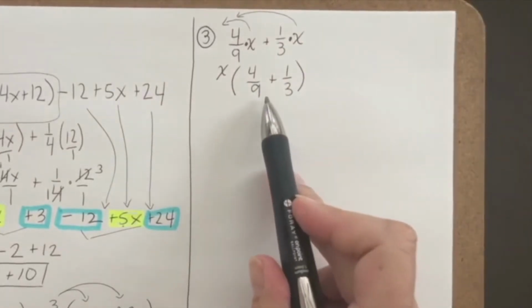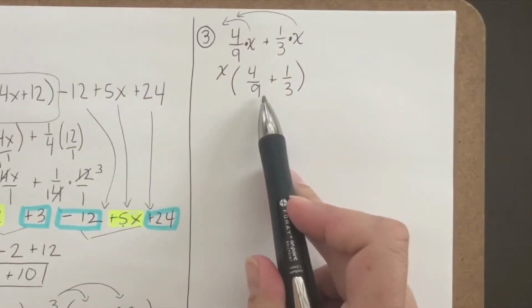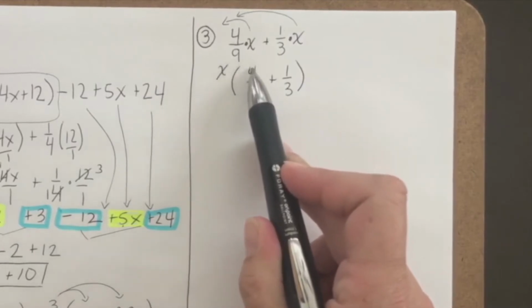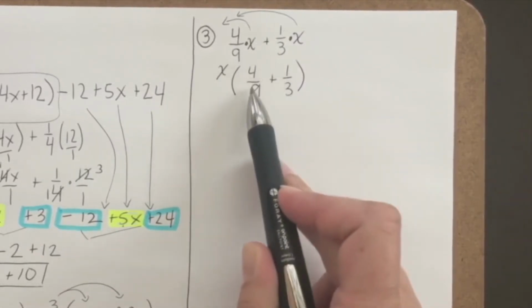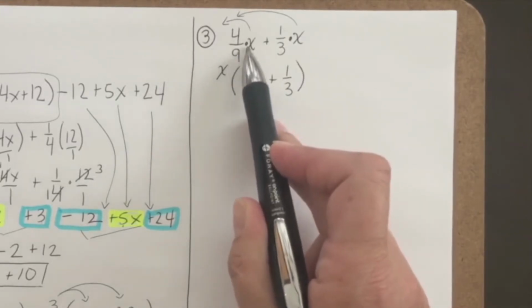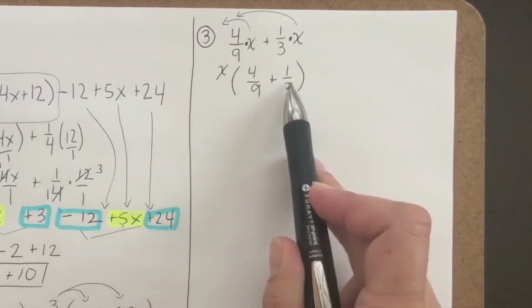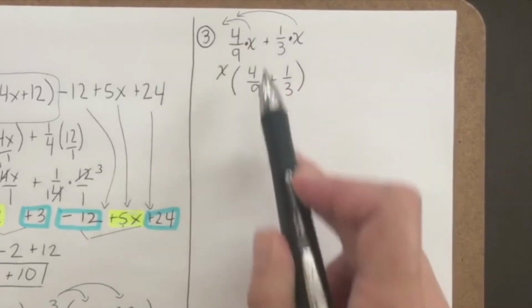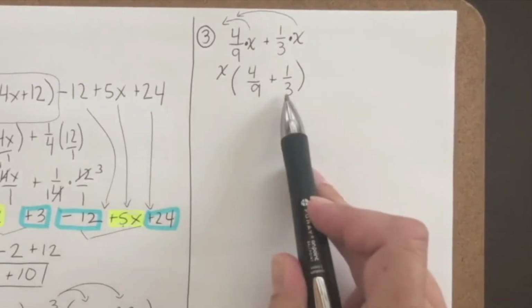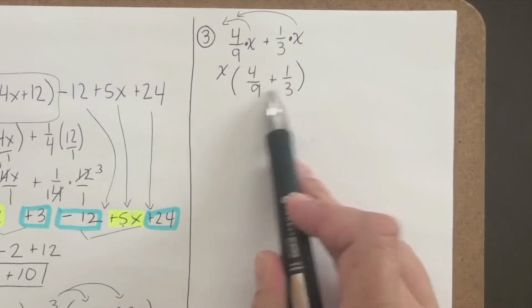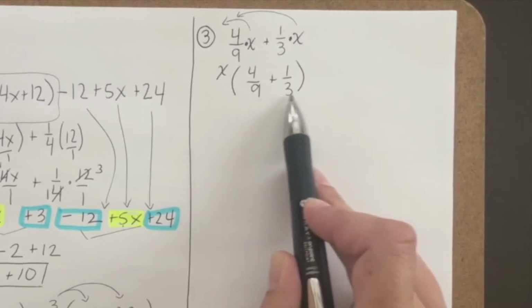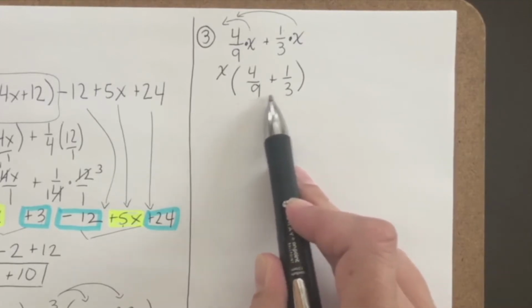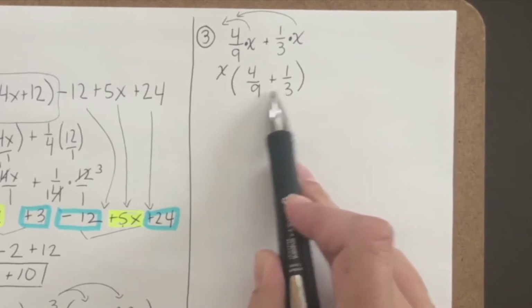Are you okay with that? Does that seem weird? If we did an x times this and an x times this and we distributed, then we would have what we have up here, 4/9 x plus 1/3 x. So we just reverse distributed. So now we can just deal with these fractions and add them together. What do we do to add fractions? It has to do with the denominator. We're going to get a common denominator.